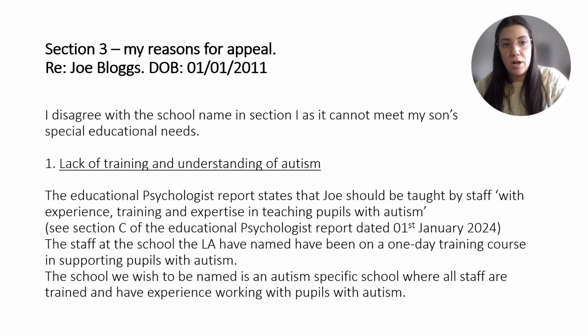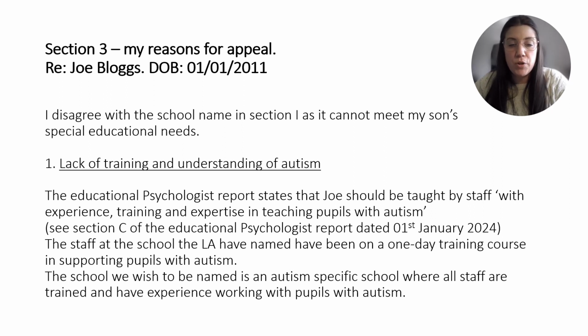So this is an example of how it can be set out. This is the reasons for appeal, section 3. It states what child it is about and their date of birth. And it says, I disagree with the school named in section I, as it cannot meet my son's special educational needs. And reason 1, lack of training and understanding of autism.